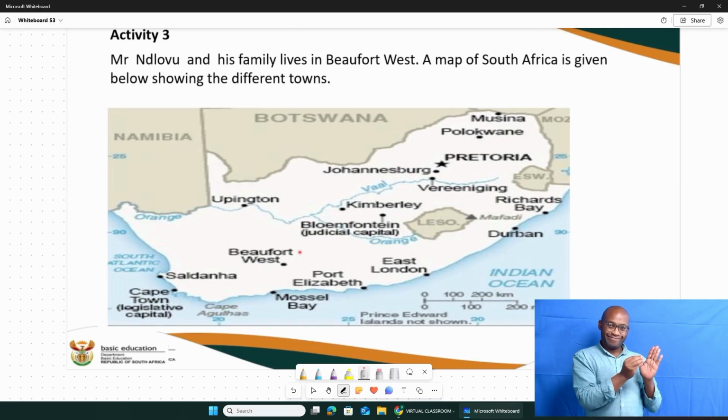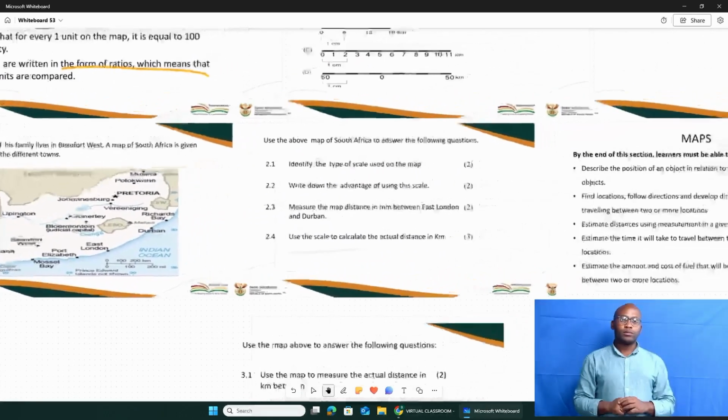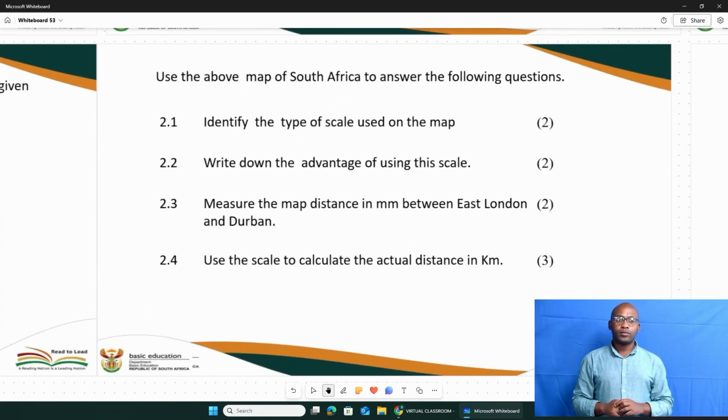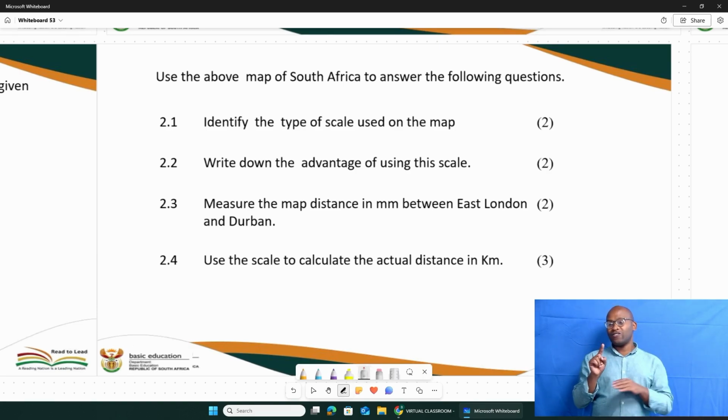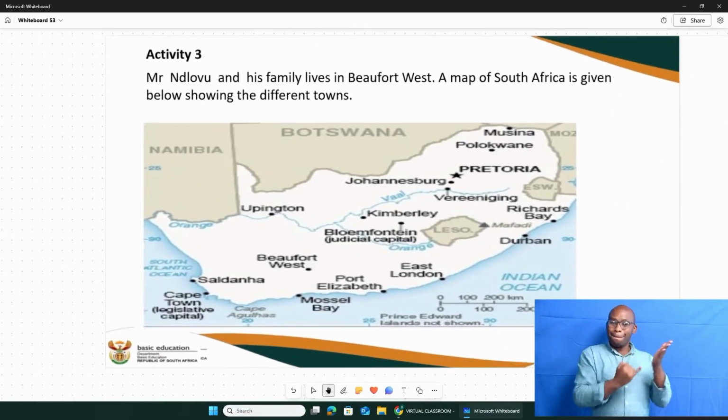There are different towns here, but it's where Mr. Ndlovu is staying, Beaufort West. And now let's check the questions. They say, use the above map of South Africa to answer the questions. Question number 1 states: identify the type of scale used on the map.